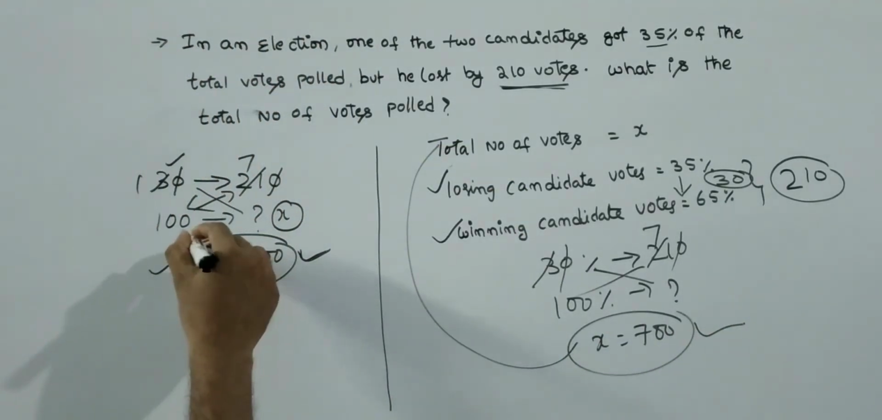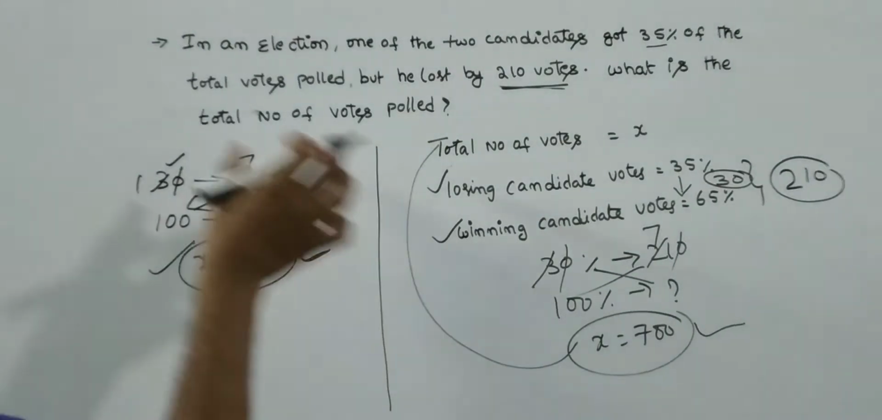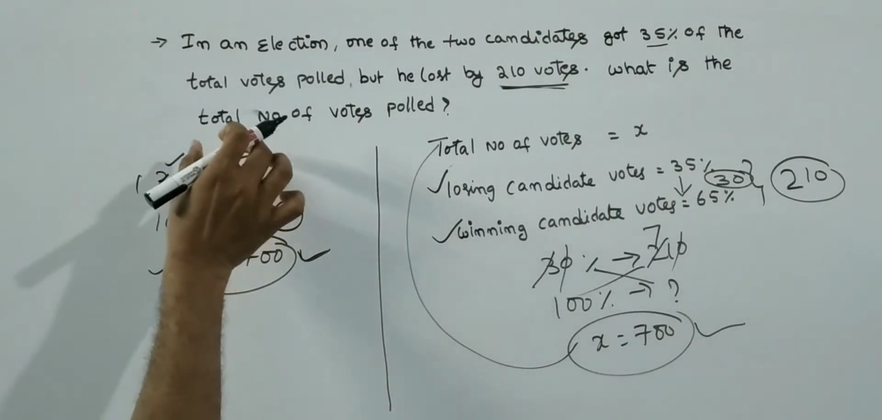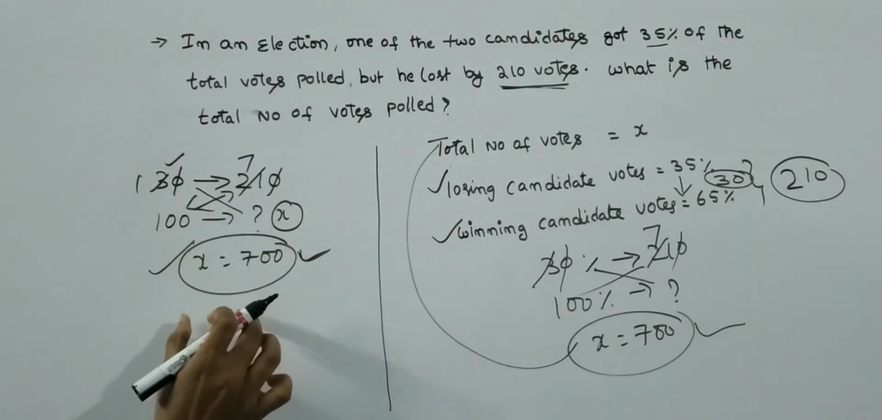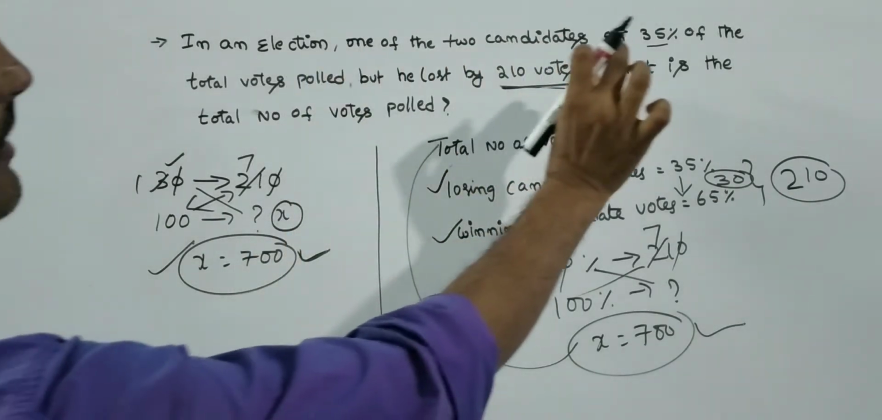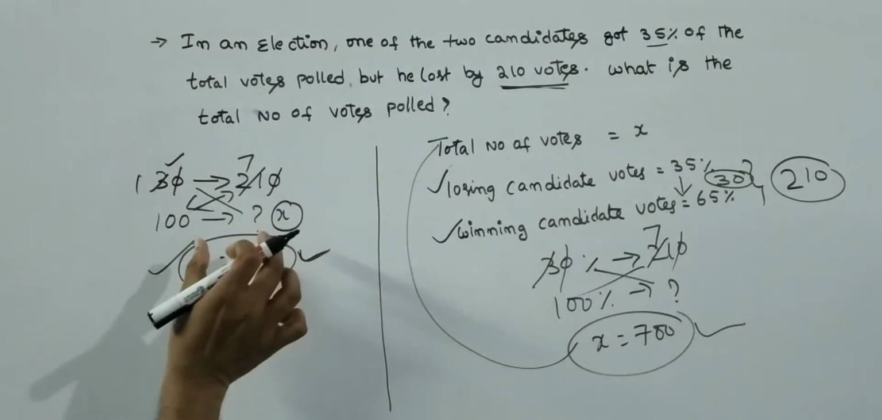Same only, here also we got it. This is the actual procedure. This is a shortcut. In examination we have to go through the shortcut. See friends, while reading the problem itself we have to understand the problem.